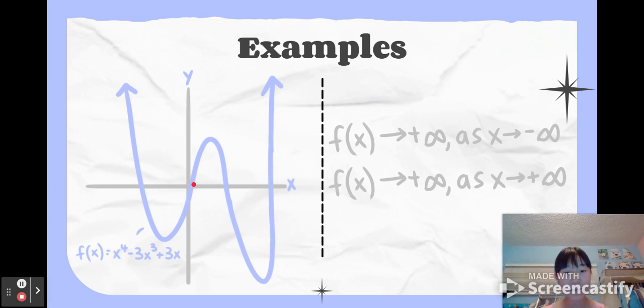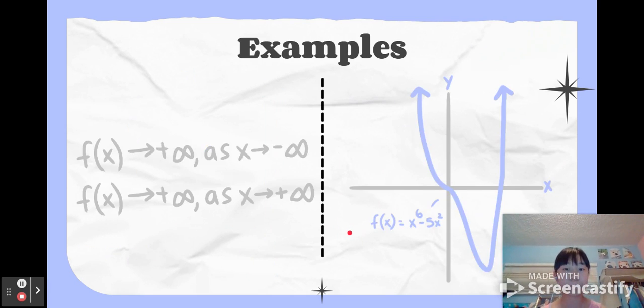And now on the right side, f of x approaches positive infinity. As you can see, it keeps on increasing and continuing upwards as x also approaches positive infinity. X will just keep on getting larger and larger as this graph goes on. And it can be written out as said over here, as f of x approaches positive infinity as x approaches positive infinity.